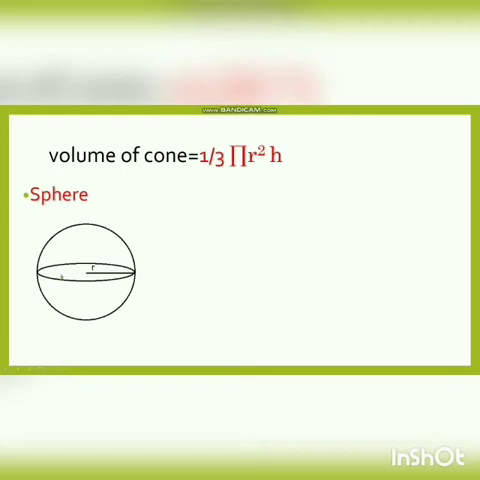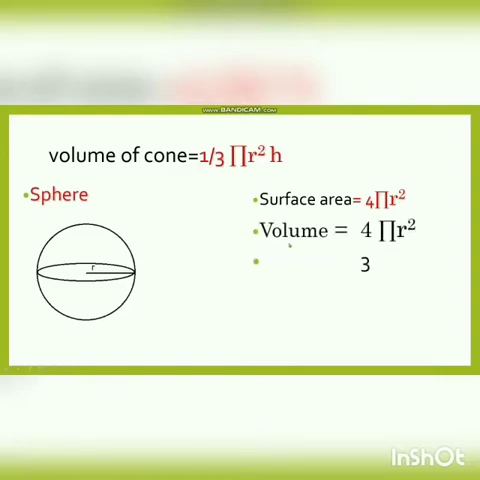Now see in the diagram. This is the radius of this sphere. Surface area of this sphere is equal to 4 pi r square. Second, volume of sphere. Volume of sphere is equal to 4 upon 3 pi r square.